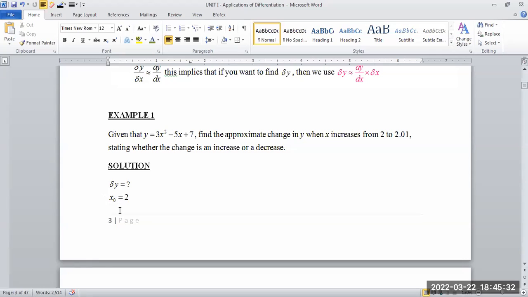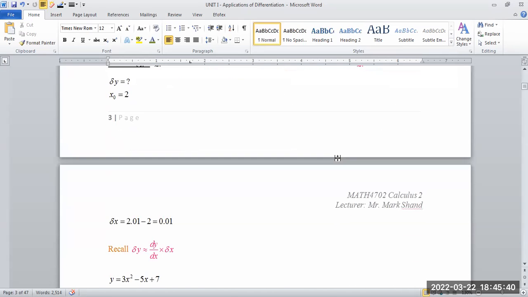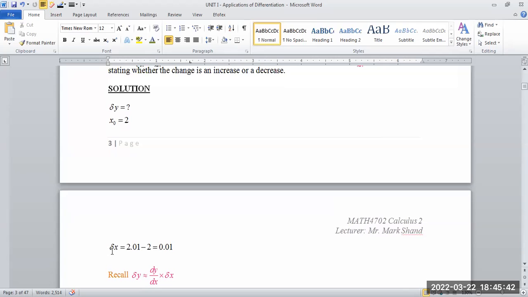And this X subscript 0 is my initial value. What is my initial value? 2, because it moved from 2 to 2.01. So my initial value there is 2. So my squiggly X is going to be the change that took place, and it's going to be 2.01 minus 2, my initial value, which gives me 0.01. So my squiggly X is 0.01.